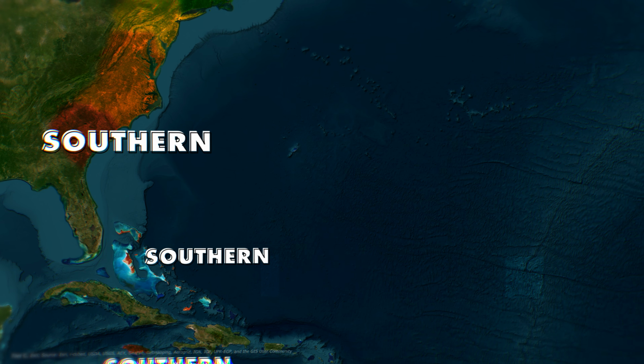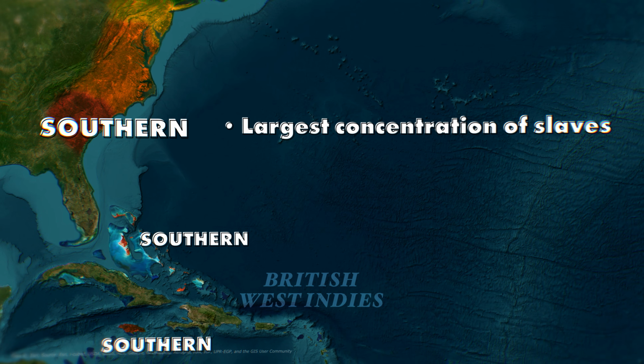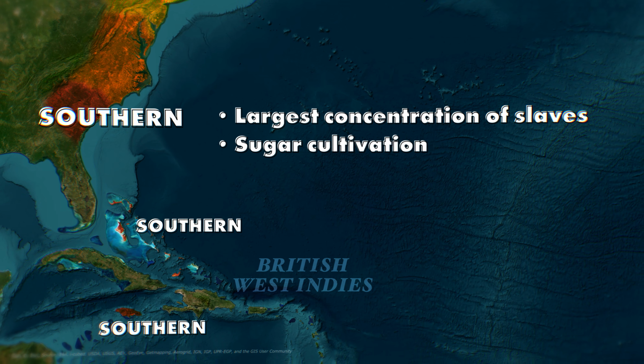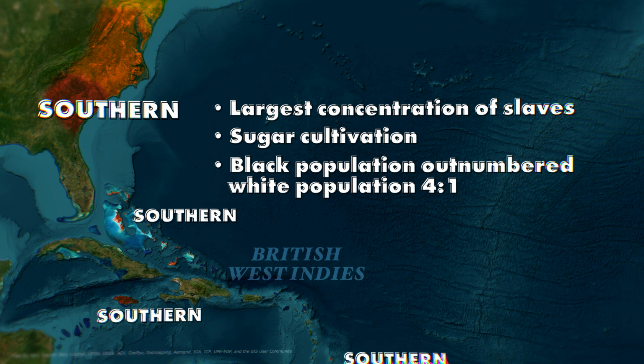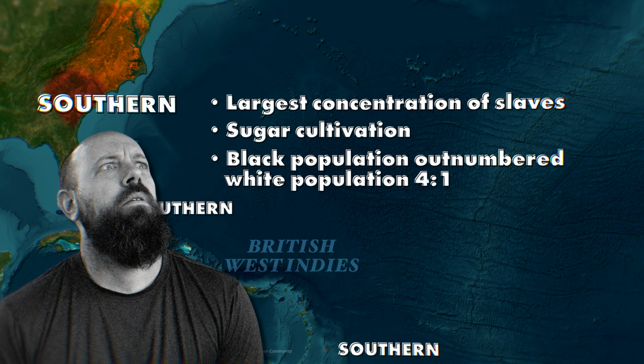And it's the same story as we move south through the Carolinas and end up in the British West Indies, the latter of which held by far the largest concentration of enslaved Africans on account of their deep reliance on sugar cultivation. And by the time we get down here, the black population outnumbered the white population 4-1, a reality that started to make the white planters more than a little twitchy.